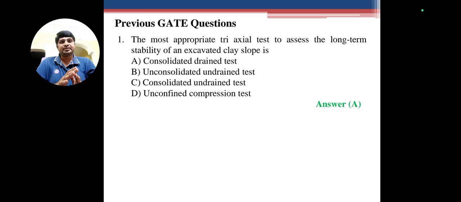So already we have seen the triaxial test. The triaxial test is divided into three different tests: the consolidated drained test, the unconsolidated undrained test, and the unconfined compression test. So here the question is the most appropriate triaxial test to assess the long-term stability. If you want the long-term stability of the excavated clay slope, we go for the consolidated drained test. That is the first question we can see.